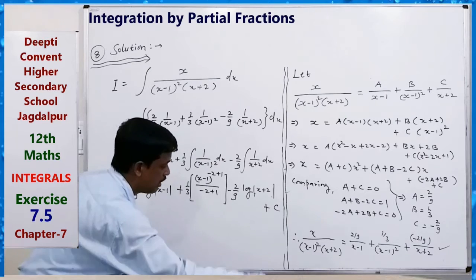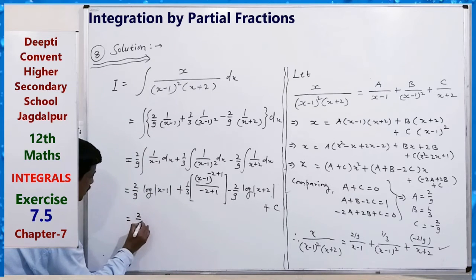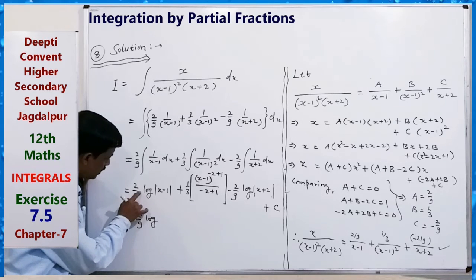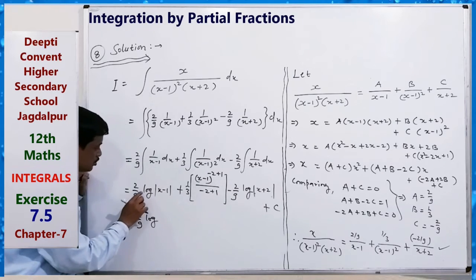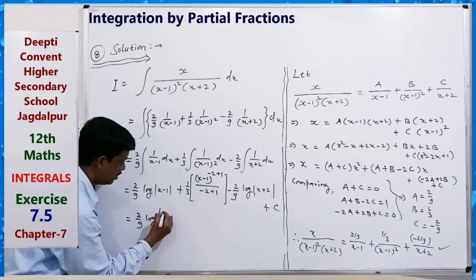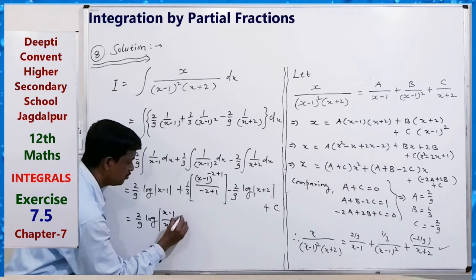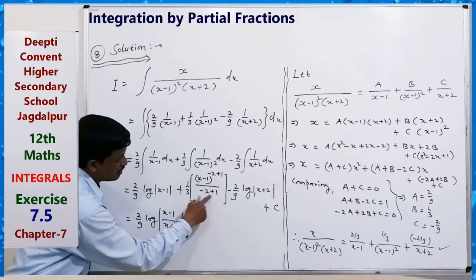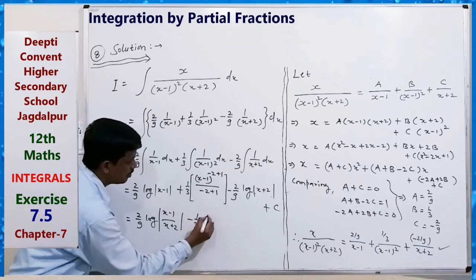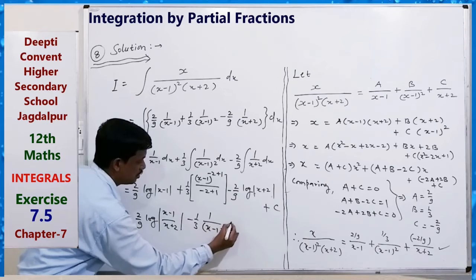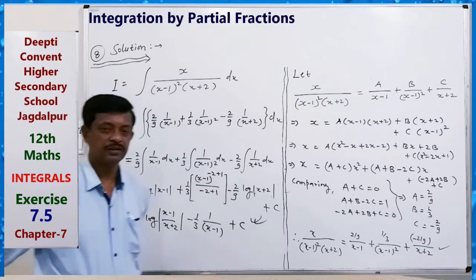Now finally we can write our answer like this: 2 by 9 common, log mod x minus 1 minus log mod x plus 2. So log a by b, x minus 1 upon x plus 2. These are the two terms. Now here, minus 1 by 3, 1 upon x minus 1, plus c. So this is our answer.